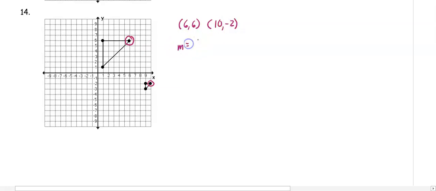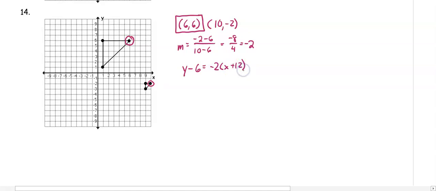So the first step, we're going to find the slope. Negative 2 minus 6 over 10 minus 6 gets us negative 8 over 4, which reduces to negative 2. So I'm going to use one of the points. So in this case, let's use 6, 6. I'm going to write it in point slope form. Y minus 6 equals negative 2 times x minus 6.